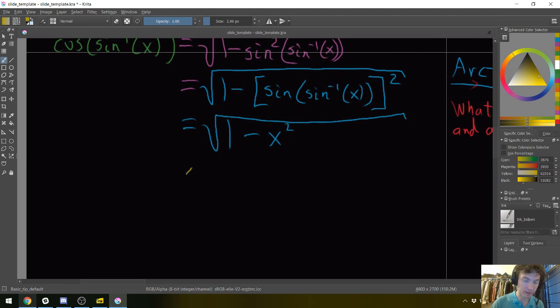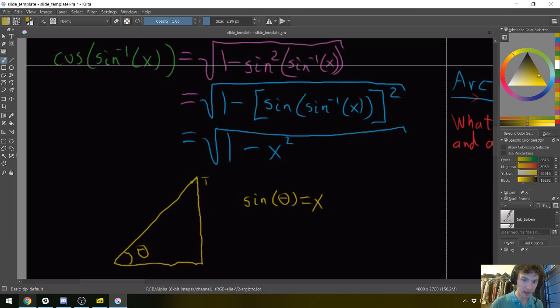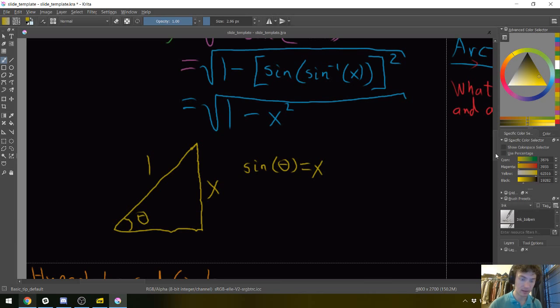So if sine theta is x, I can choose the sides of this triangle to be whatever I want as long as sine theta equals x. And sine theta is opposite over hypotenuse, so I'm going to choose the height of this to be x, and the hypotenuse to be 1, because then sine theta is x over 1, which is x. Okay, so suppose I do that. Now what is the length of this bottom side, the horizontal length?